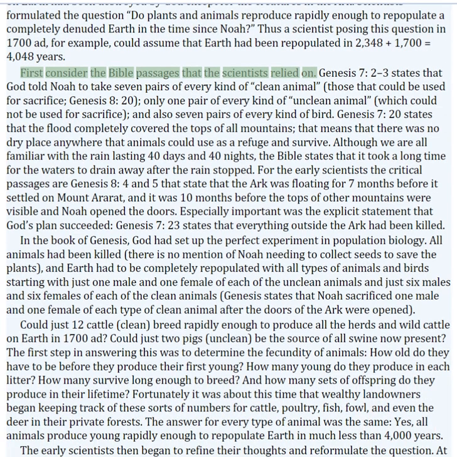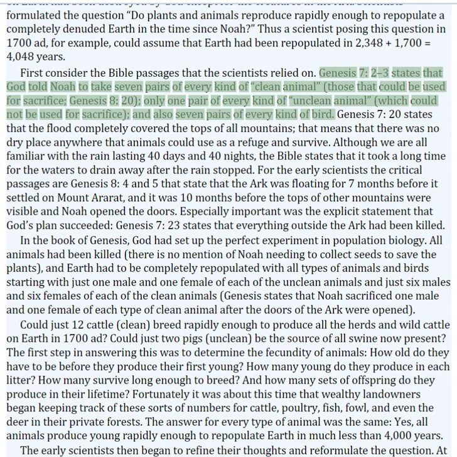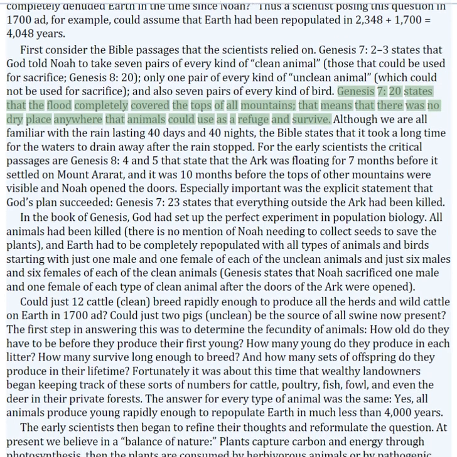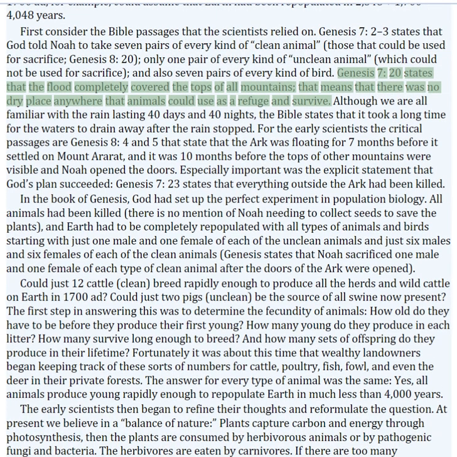First, consider the Bible passages that the scientists relied on. Genesis 7, verses 2 and 3, states that God told Noah to take 7 pairs of every kind of clean animal, only 1 pair of every kind of unclean animal, and also 7 pairs of every kind of bird. Genesis 7, verse 20, states that the flood completely covered the tops of all mountains. That means that there was no dry place anywhere that animals could use as a refuge and survive.